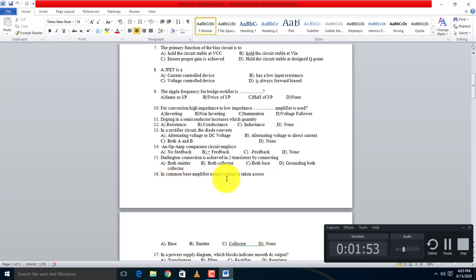In a common base amplifier, output voltage is taken across. Common base implies that input is applied at the emitter and output voltage is taken across the collector, option number C.